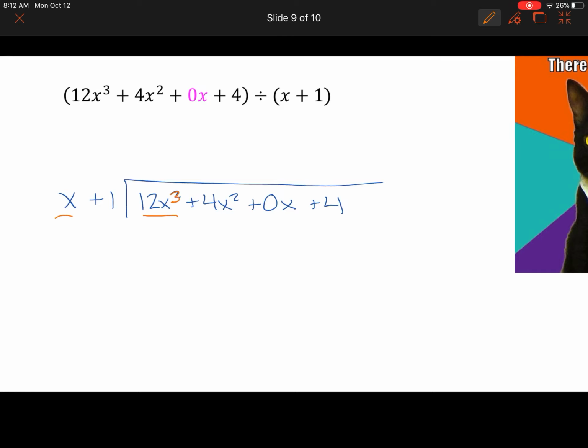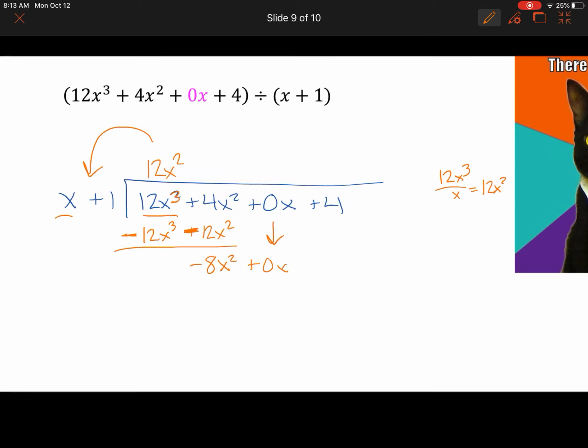Okay, so we start dividing. First term divided by the outside term. So 12x cubed divided by x. 12x squared. And then we multiply. So we have 12x cubed plus 12x squared. Don't forget to distribute that minus sign to everything. That becomes a minus as well over here. That goes to 0. This goes to negative 8x. And then we bring the next term down.